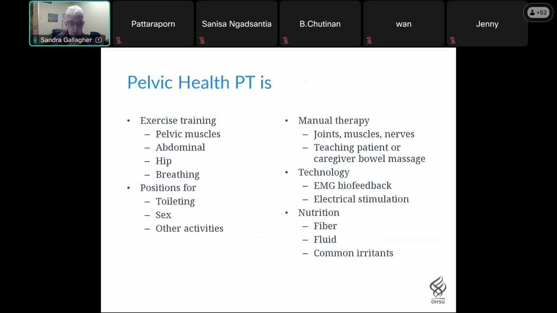I will do EMG biofeedback, electrical stimulation. This includes some of the stimulation that was learned by people who came here this summer and fall to affect bowel and bladder function with transcutaneous tibial nerve stimulation, and then also some things on the abdomen.